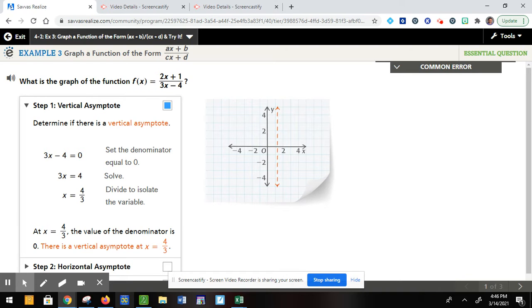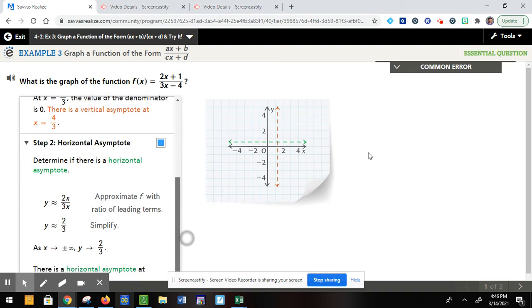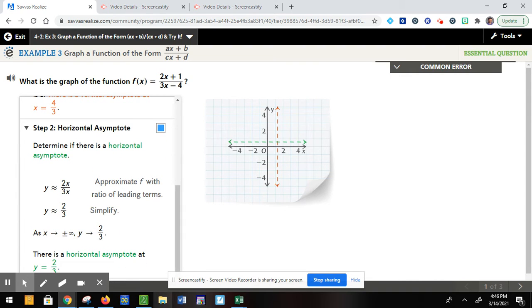Horizontal asymptote. Determine if there is a horizontal asymptote. Since the degrees of numerator and denominator are the same, it's the ratio thing, so it'll be 2/3. So y equals 2/3 is a horizontal asymptote.